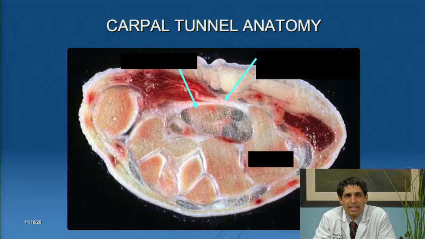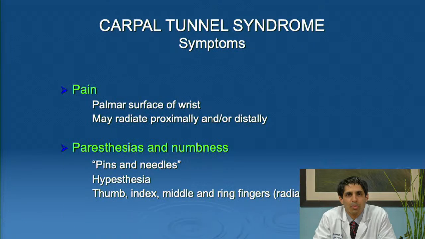And so there's a finite space. So if you have a lot of fluid, or let's say you have tendinitis and it gets inflamed, then there's not much room for that nerve to have room to breathe, and it gets compressed at that level. And that's essentially what carpal tunnel syndrome is.